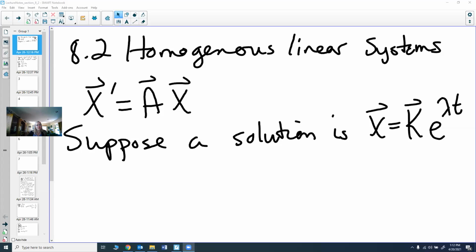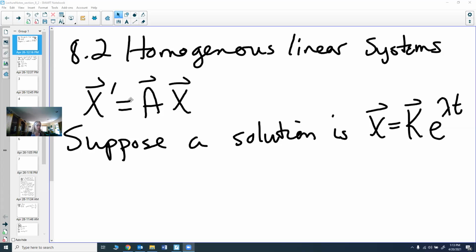So now let's talk about how we actually find the solutions to linear systems. We're going to first look at homogeneous linear systems. We will also look at non-homogeneous, but let's first look at homogeneous linear systems. X prime equals A x is the system we want to solve. We're going to do similar things to what we did when we solved systems of regular equations.